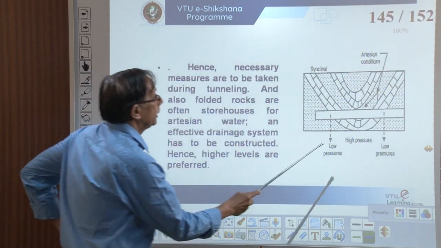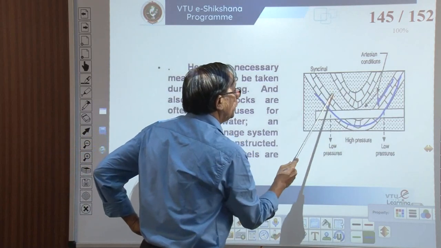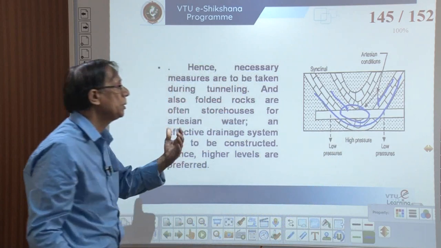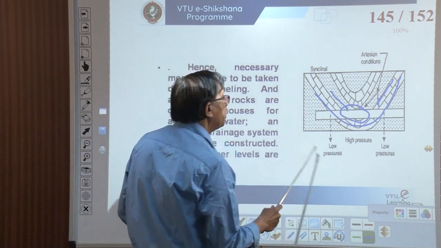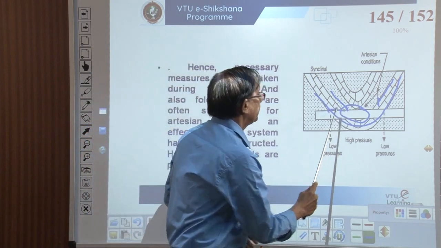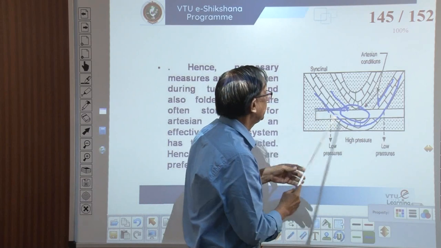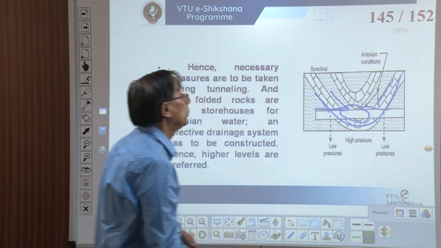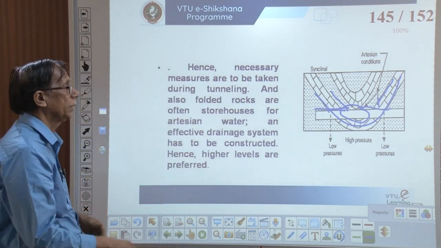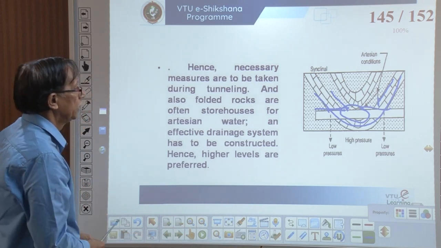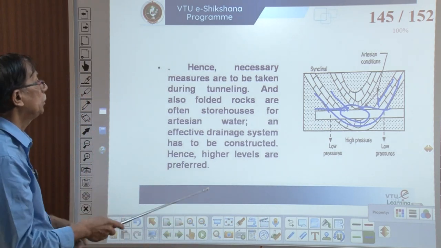If it is the case, we know due to the synclinal nature, this is an artesian condition. Water has a tendency to flow into that and get accumulated. Heavy groundwater or water pressure we get in a tunnel project. We have to pump out the water. Because of water, the bedding planes slip, get lubricated, sliding, etc. Sliding is common. I have to take precaution about the sliding, that is lining, support, etc. is required. I have to pump out the water, depends on the water table. So, these are some of the problems when the tunnel passes through a synclinal.